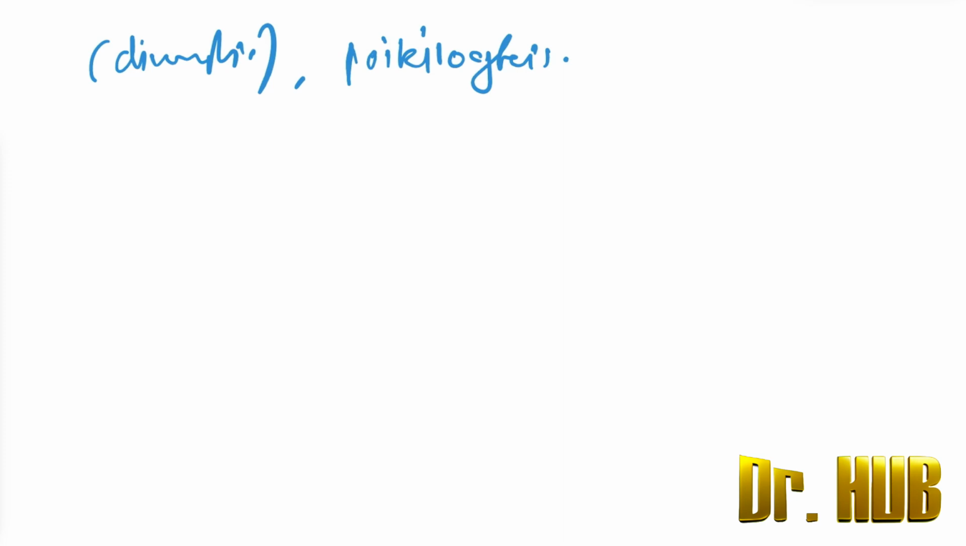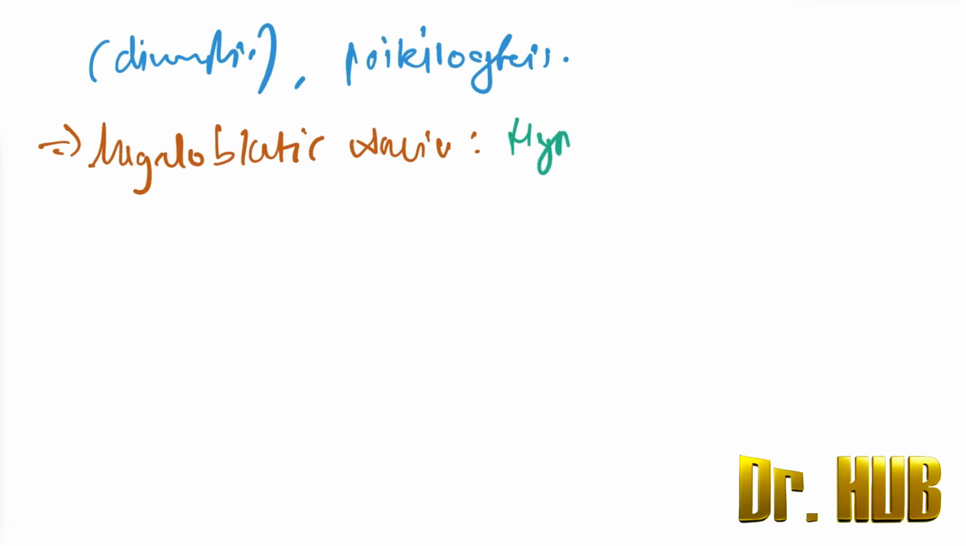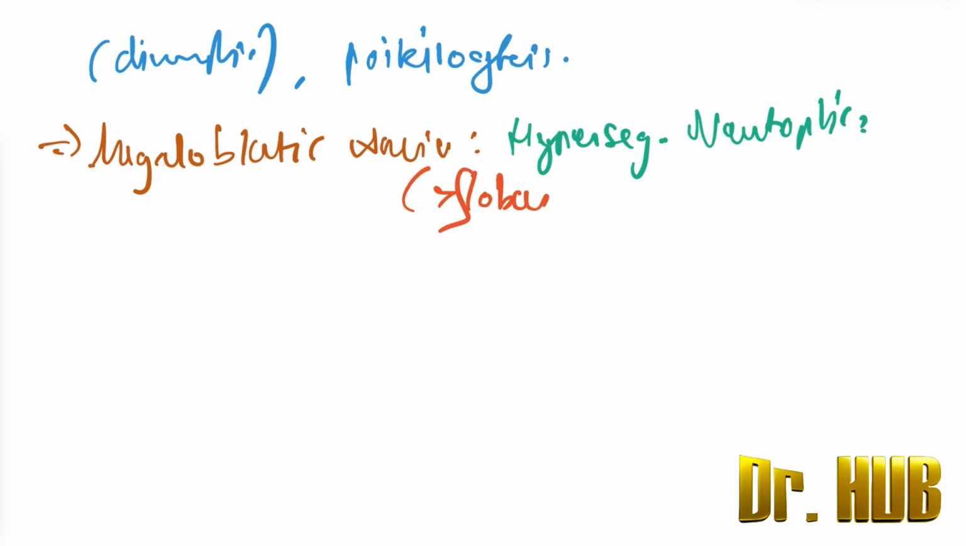Then we look at megaloblastic anemia. This includes hypersegmented neutrophils, meaning greater than 5 lobes. Then there are also ovalocytes. This is megaloblastic anemia.